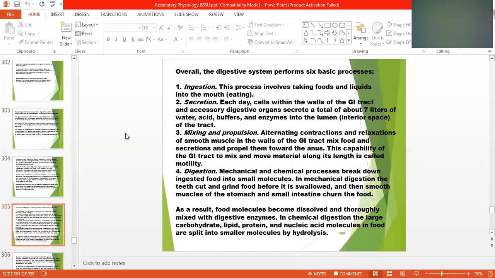Then the fourth stage is digestion. Mechanical and chemical processes break down ingested food into small molecules. In mechanical digestion, the teeth cut and grind food before it is swallowed, and then smooth muscles of the stomach and small intestine churn the food. As a result, food molecules become dissolved and thoroughly mixed with the digestive enzymes. In chemical digestion, the large carbohydrate, lipid, protein, and nucleic acid molecules in food are split into smaller molecules by hydrolysis.